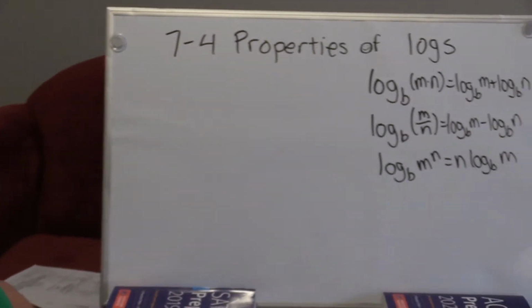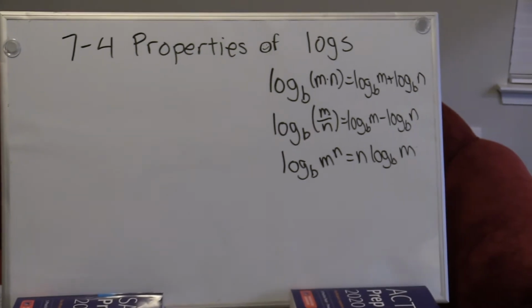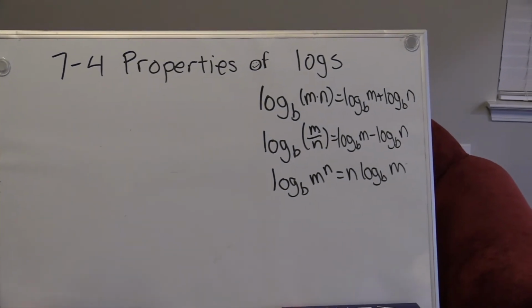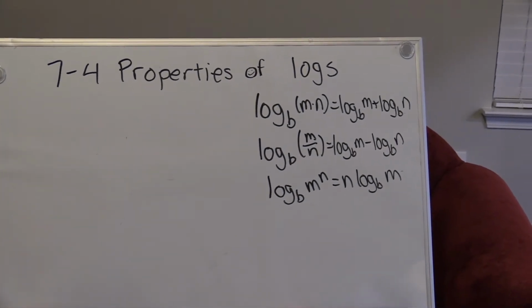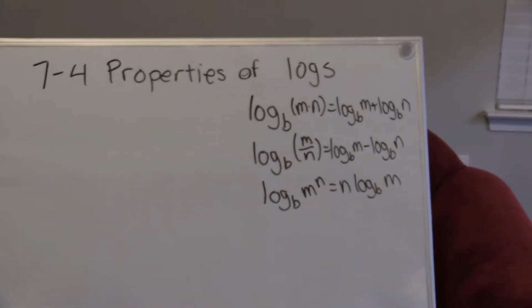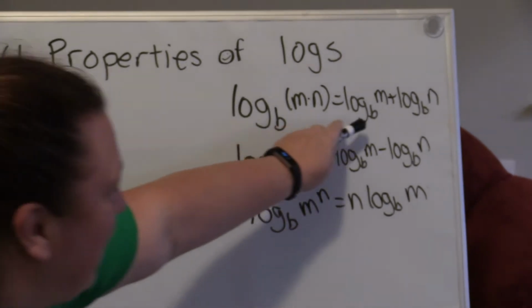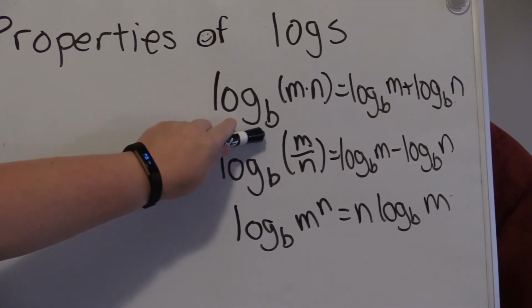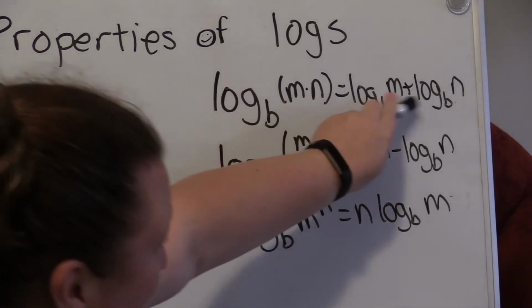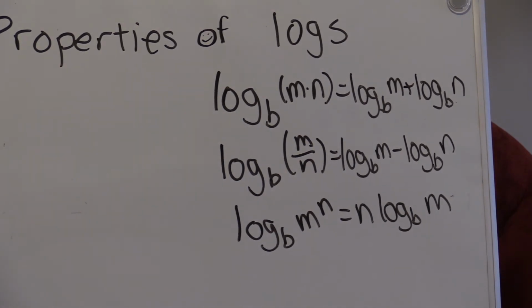Today we're going to talk about three properties I have on the board. The first one is called the product property. When we teach and learn about exponents, when the bases are the same, we keep the base the same. And when we multiply, we add the exponents. And that's where it comes from.